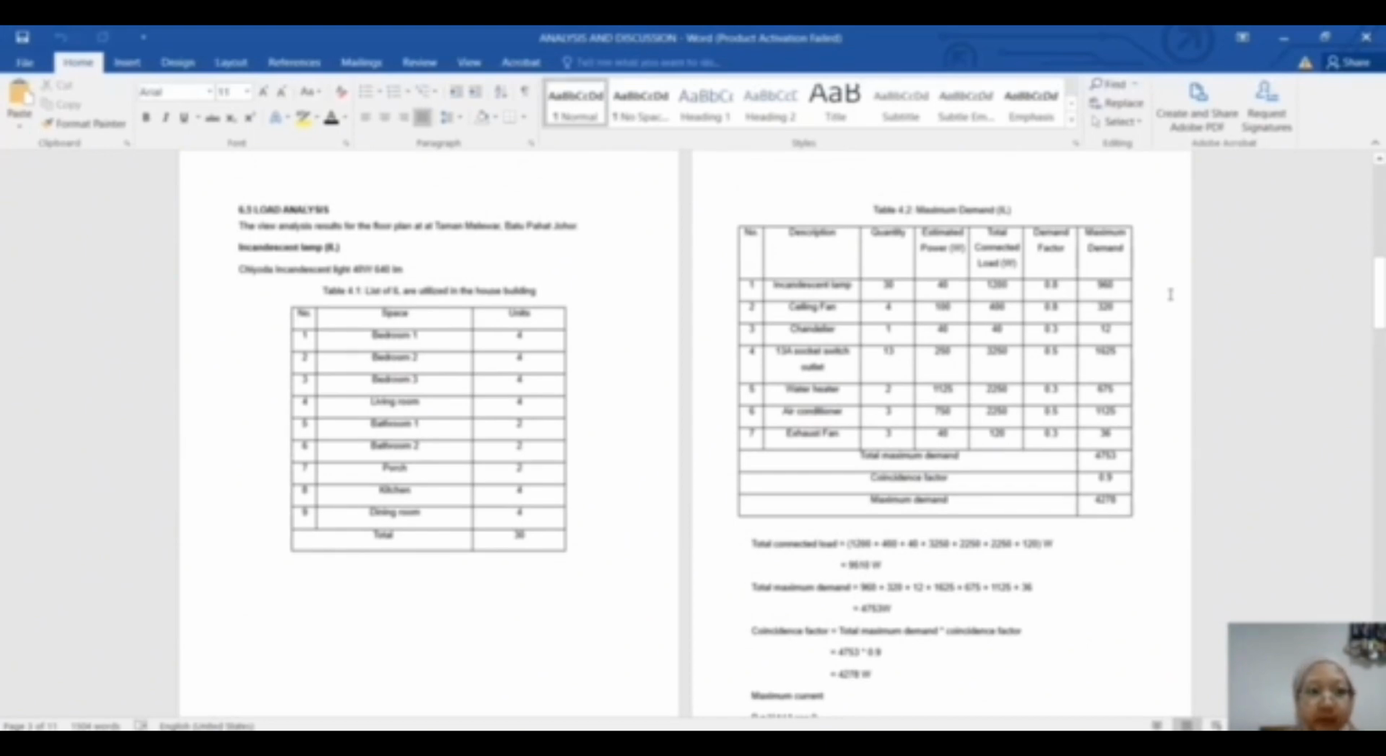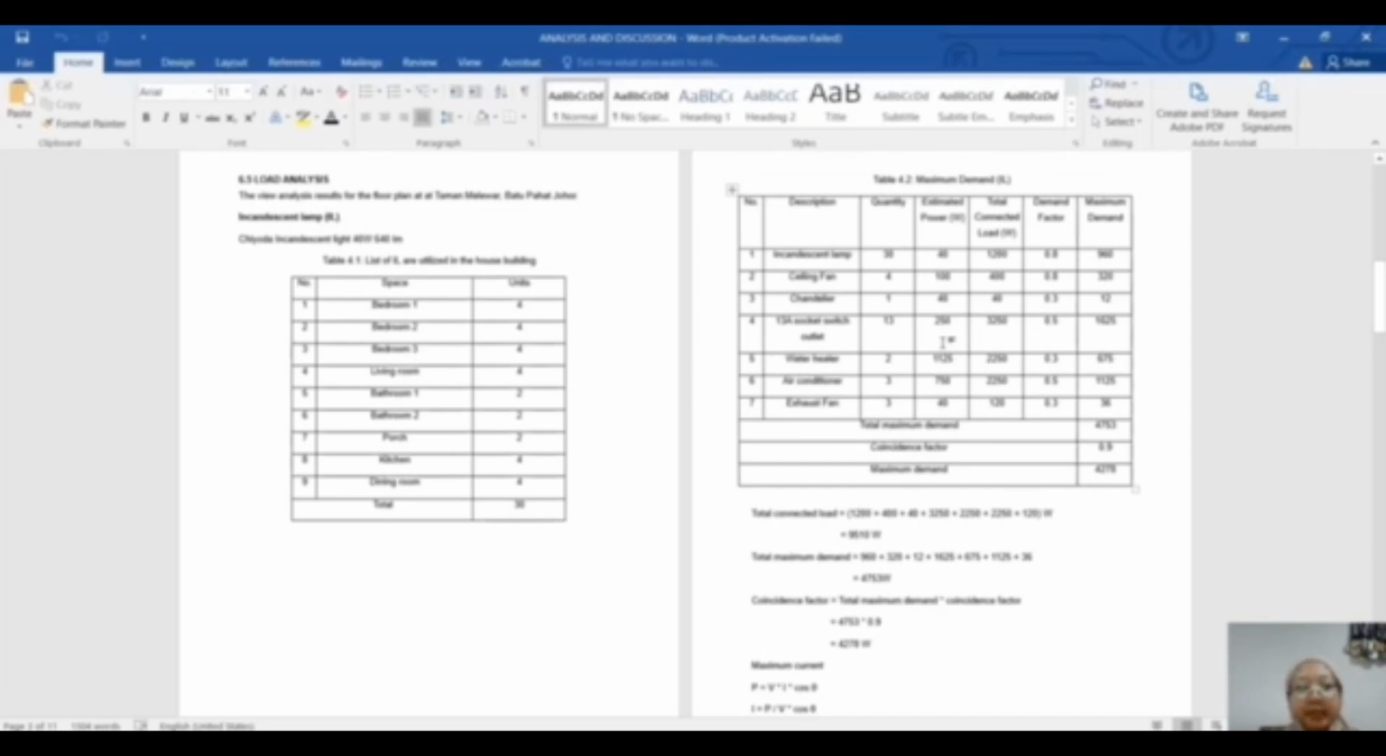So for the first one, we apply the incandescent lamp. We use the brand Chioda incandescent light, 40 watt and 640 lumen. So this is the list of IL that we utilized in the house building.